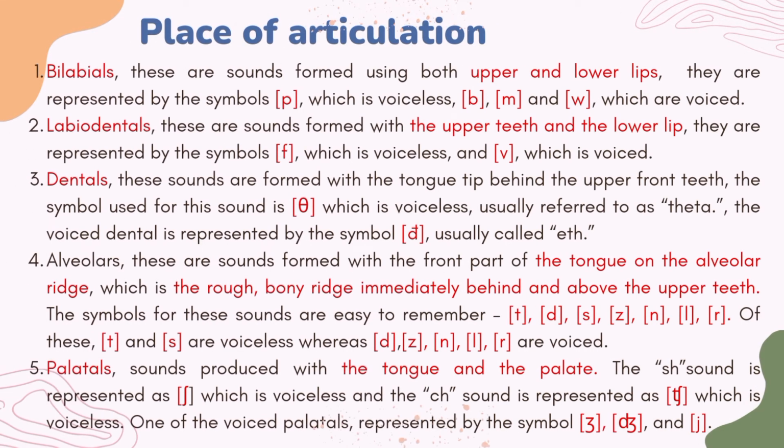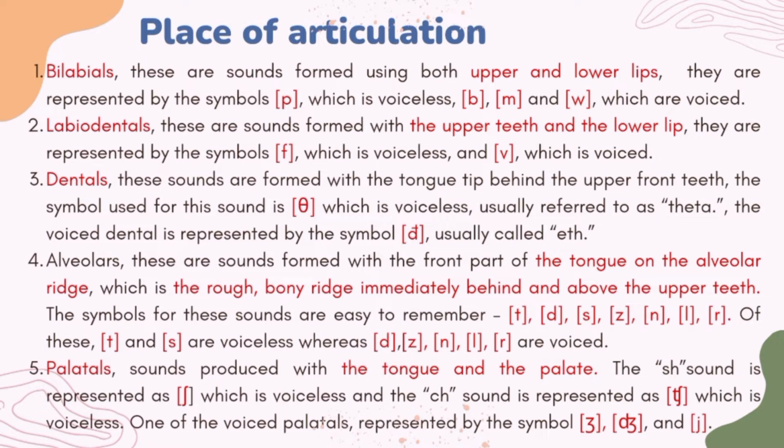Place of articulation. Number one, bilabials. These are sounds formed using both upper and lower lips. They are represented by the symbol p, which is voiceless, and b, m, and w, which are voiced. For example, pat, bat, mat, why, walk, and word.